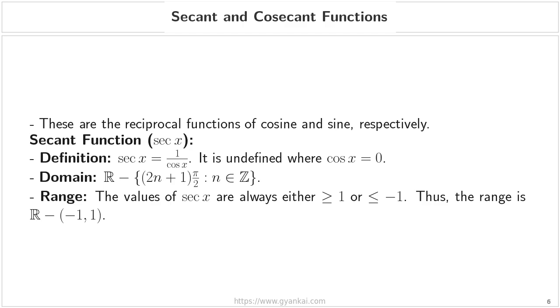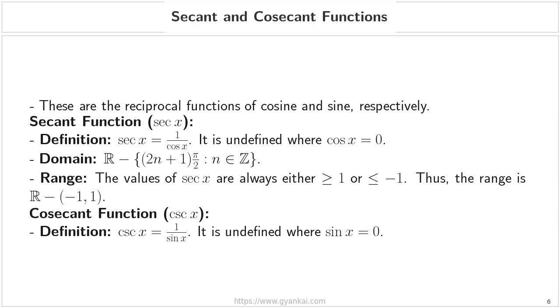As for the range, since the cosine function we reviewed earlier only oscillates between -1 and 1, its reciprocal behaves differently. The values of secant of x will always be either greater than or equal to 1, or less than or equal to -1. Therefore, the range is all real numbers excluding the open interval between -1 and 1.